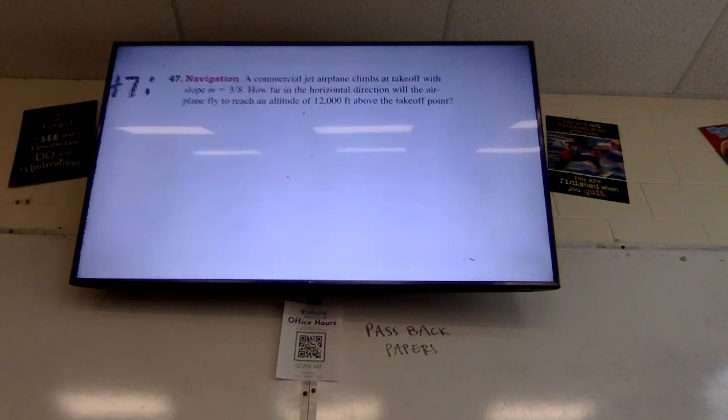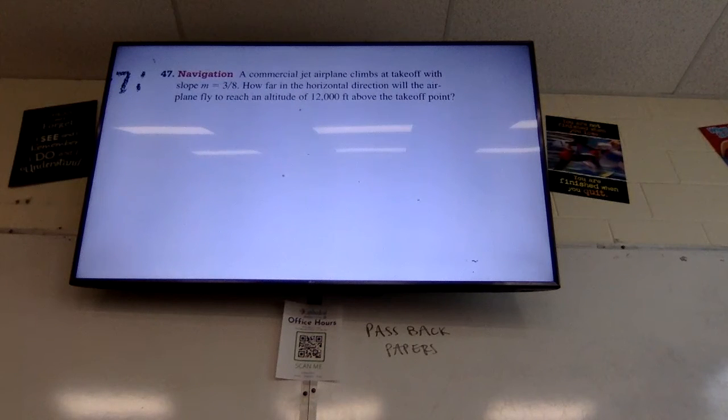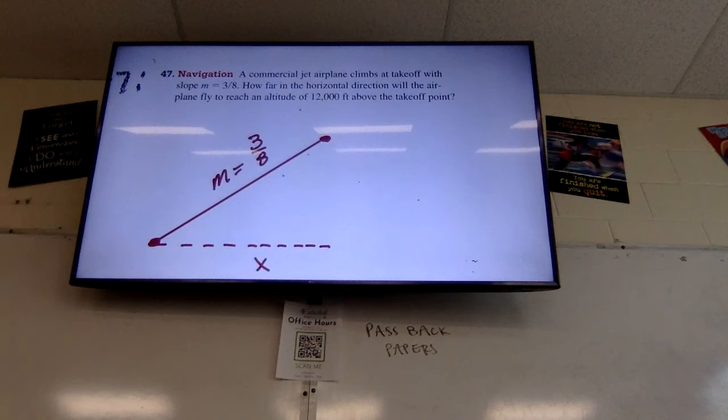Okay, number 9, it says a commercial jet airplane climbs at takeoff with a slope of 3/8. How far in the horizontal direction will the airplane fly to reach an altitude of 12,000 feet above the takeoff? All right, let me draw a little picture. This is where we started. This is where we go. The slope of this line is 3/8. We want to know how far horizontally we went. But I know vertically I went 12,000 feet.